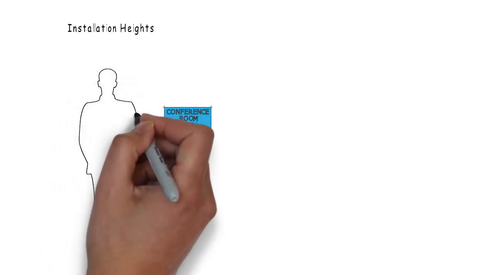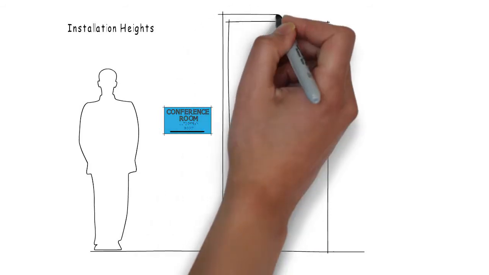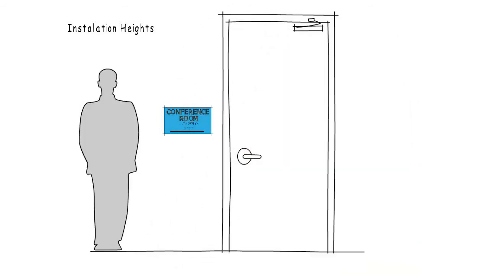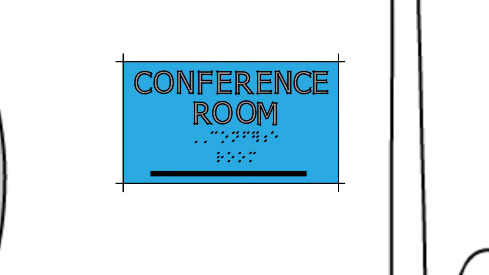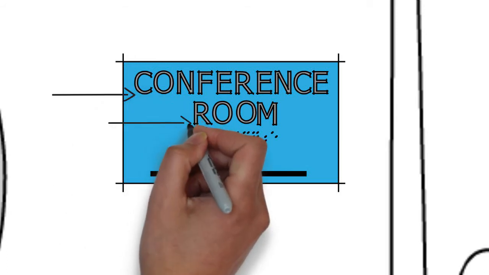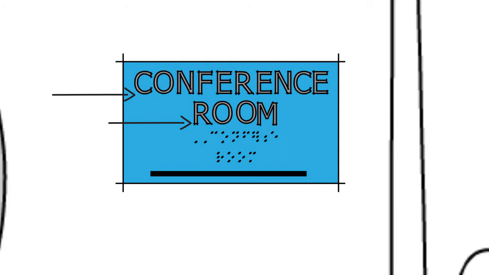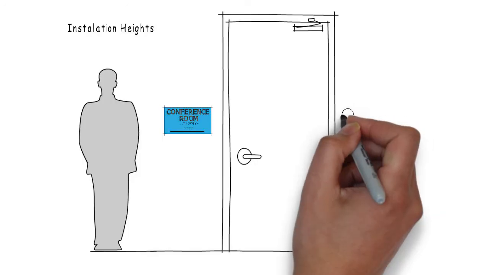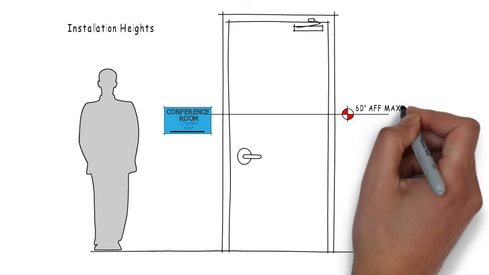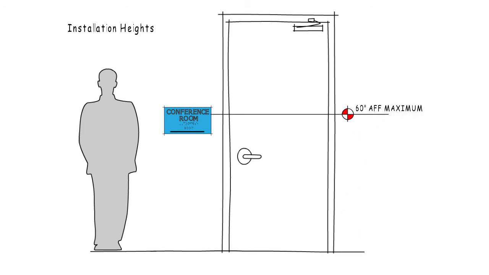An ADA sign must be installed 60 inches maximum from the finished floor to the baseline of the highest tactile text. Using this conference room sign as a sample, you'll see that this signage has 2 lines of text. The baseline for the first line is here, and the baseline for the second line is here. The highest line of tactile text is the word conference. That is why we will use the baseline of this word, because this is the line of the highest tactile text. That is the upper limit.